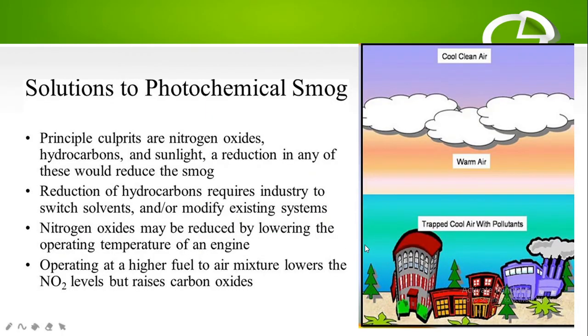The solution to photochemical smog is this. The principal culprits are the nitrogen oxides, hydrocarbons, and sunlight. A reduction in any of these would reduce the smog. So if we can control the hydrocarbons and the nitrogen oxides, and reduce the sunlight, it will reduce the smog. Number two, reducing the hydrocarbons requires industry to switch solvents or modify existing systems. It means that if we control the exhaust of the factories and industries, then it will reduce the smog.